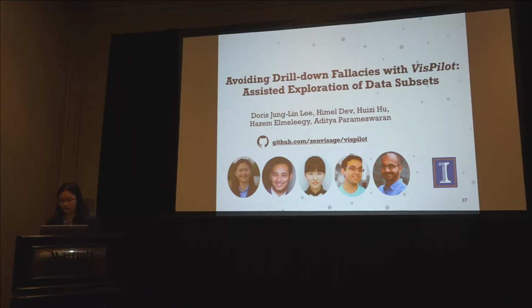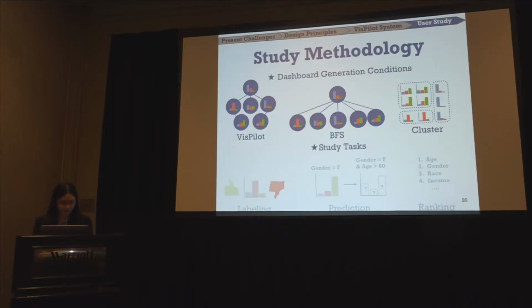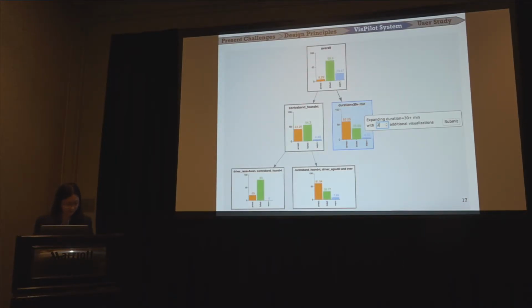So that's a great question. And I can show an example that was part of the police stop data set. You could see here that we're actually using the same min-max objective that I introduced. If there's a particular visualization that you're interested in, in this case, duration equals 30 or more minutes, then you can ask the algorithm to expand on this node and show the additional visualizations underneath this tree and expand that lattice.